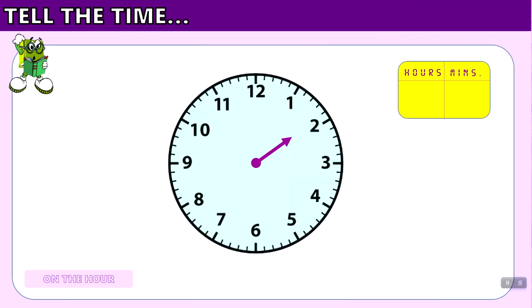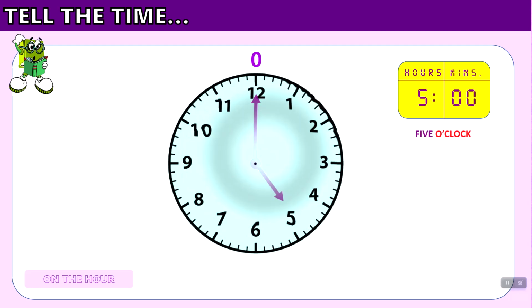Let's take a look at this time. The short hand is on the number 2. Here's the long hand, the minute hand. Again, it's on 0. And so this shows us that it is 2 o'clock. The small hand, the short hand, is on the 5. And so we know it is 5 something. The long hand is on the 12, which means 0 minutes. And so this is 5 o'clock.